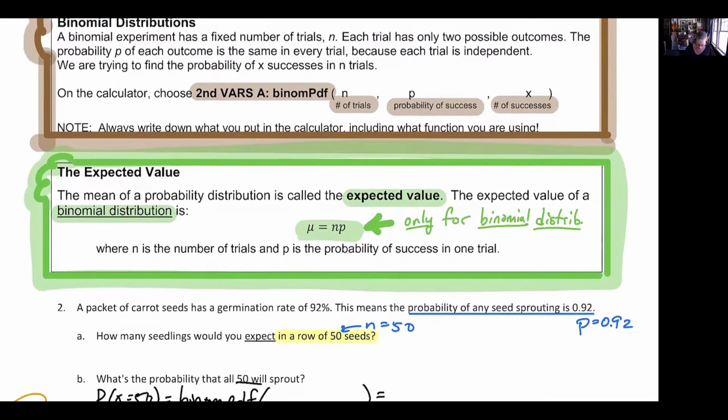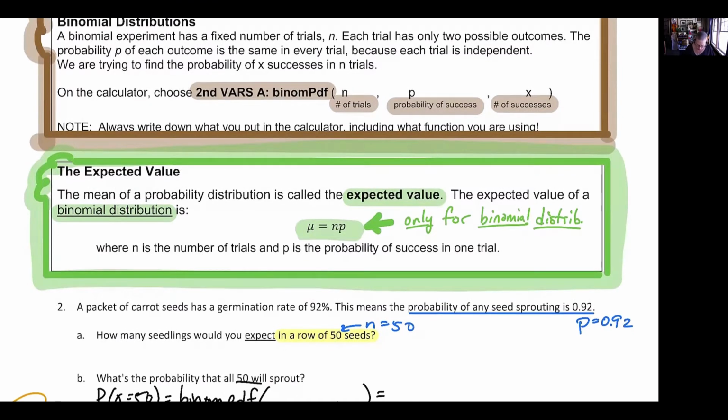Look at number 2. A packet of seeds has a germination rate of 92%, and this means the probability of any seed sprouting is 0.92. So that tells us there's the p-value that we're going to put into the calculator. Before we go on with this, we want to know how many seedlings we expect to germinate in a row of 50 seeds. So it's a row of 50 seeds, so that tells us n equals 50.